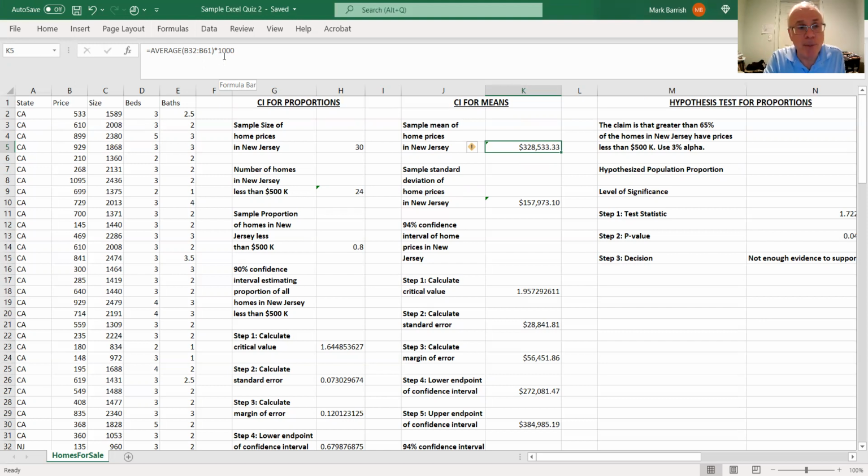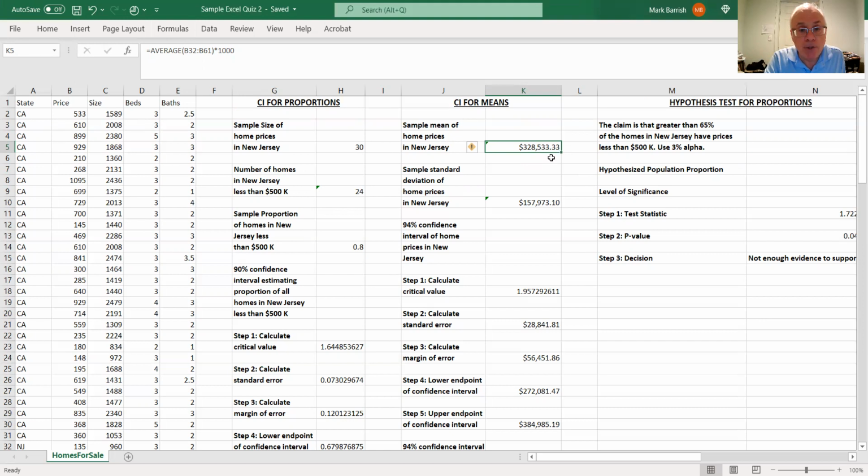All right, I'm only doing it in this case, so I have the actual dollar amount here, the average, the actual mean in the full amount. $128,533.33 is the actual mean price of those 30 homes in New Jersey.